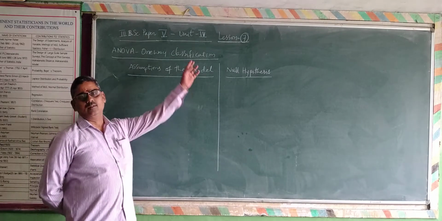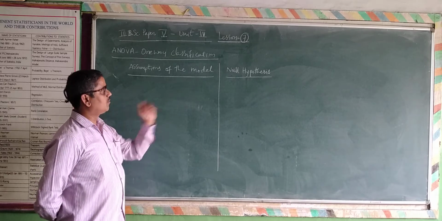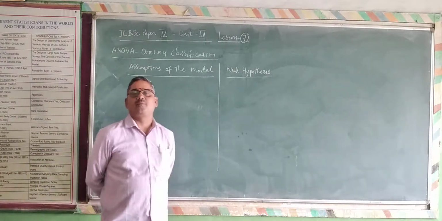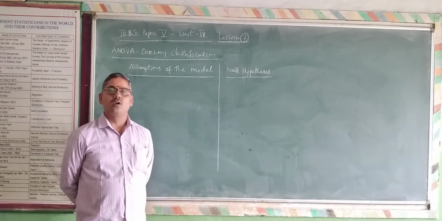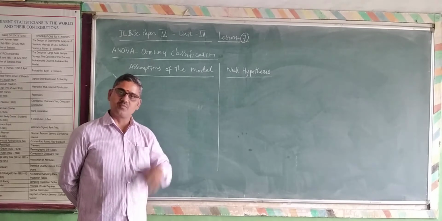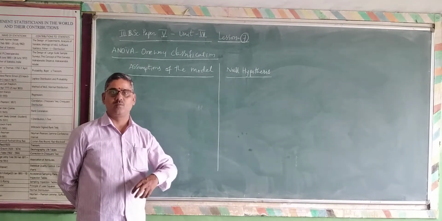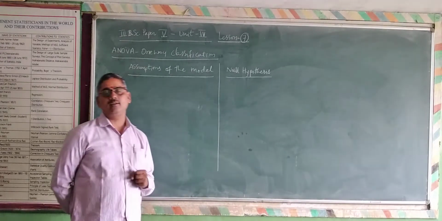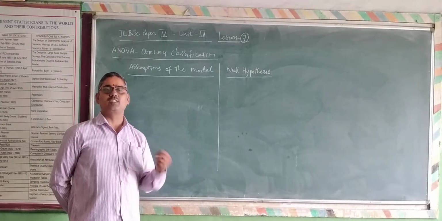In this lesson, one-way classification, we learn two particular points: assumptions of the model and null hypothesis. First of all, assumptions of the model. What are the basic assumptions of one-way classified data of analysis of variance? We have already learned the assumptions of ANOVA, which are the same here.